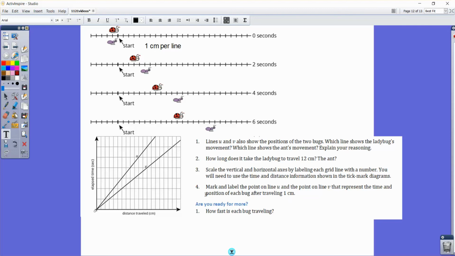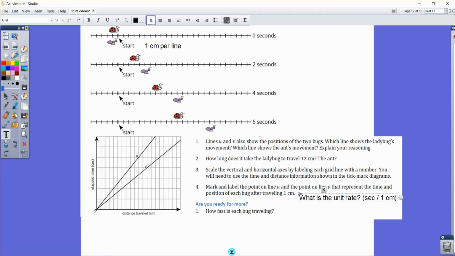Marking and labeling a point on line U that represents the time after 1 centimeter. You recall that yesterday when we played our click war game on Desmos, we were experimenting and looking for something called a unit rate. That's really what this question is asking you. What is the unit rate? In this case, the unit rate would be after 10, so how many seconds would it take for 1 centimeter?